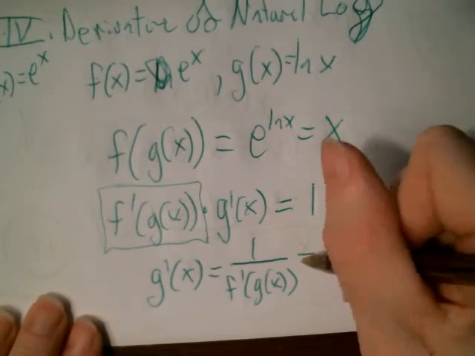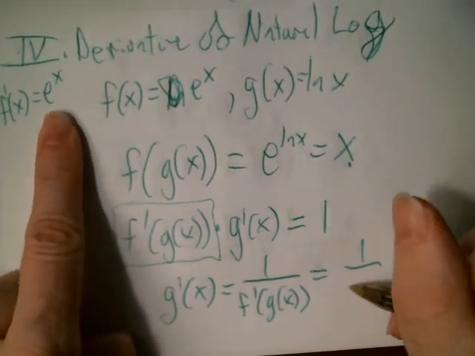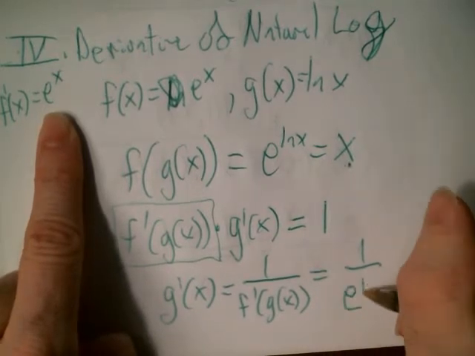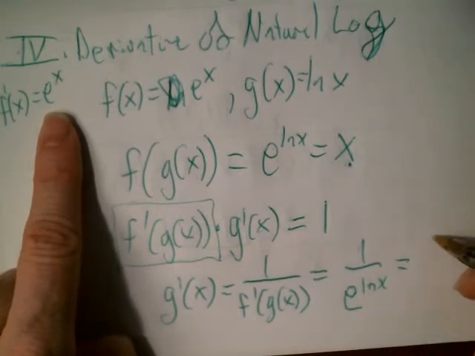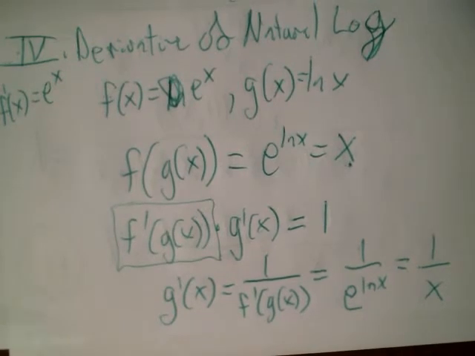So what the heck is f prime of g of x? Well, I know f prime is e to the x, and g of x is ln of x. So it's e to the ln of x. E to the ln of x is just x, so it's actually 1 all over x. The derivative of the natural log is 1 over x.